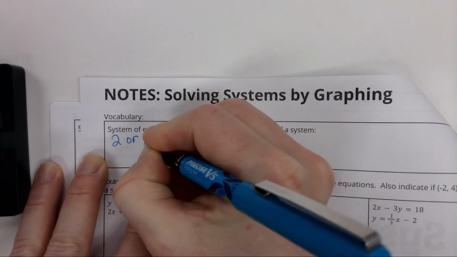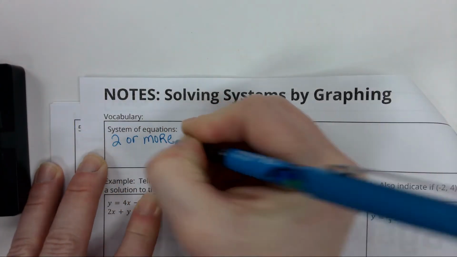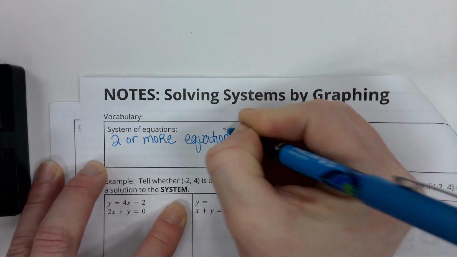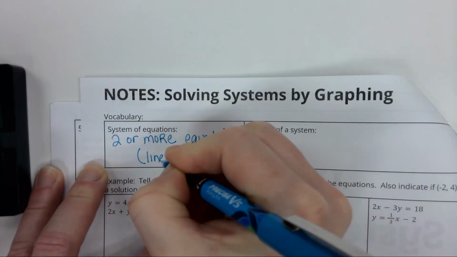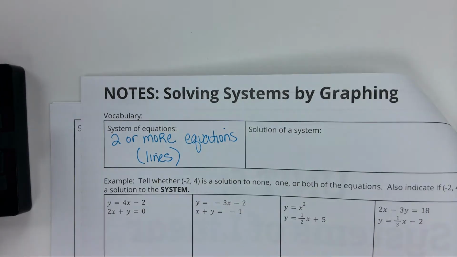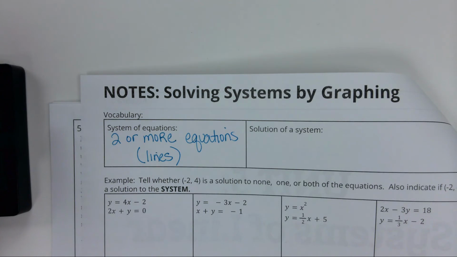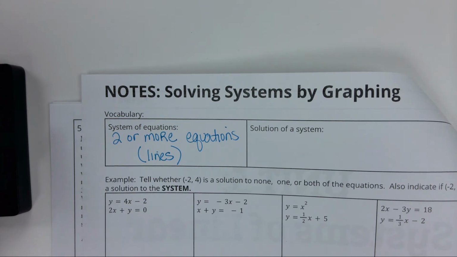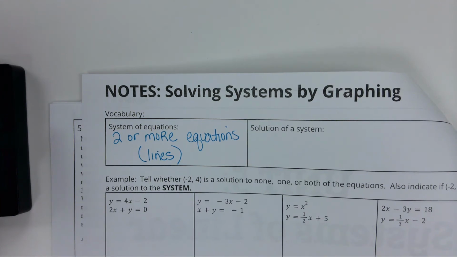Now, in this class, we're going to have 2 or more equations. In this class, we're going to look at lines. I might show you some things that aren't lines, but only to show you they exist, not because we're going to study them. When you get to pre-calculus, we actually do 3 lines or more. But for us, we're going to just do 2 or more equations.